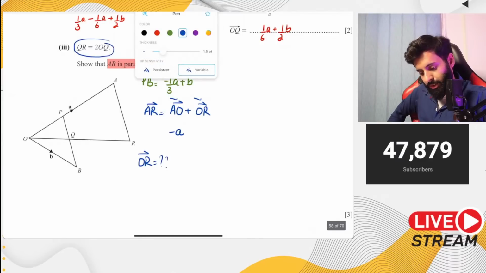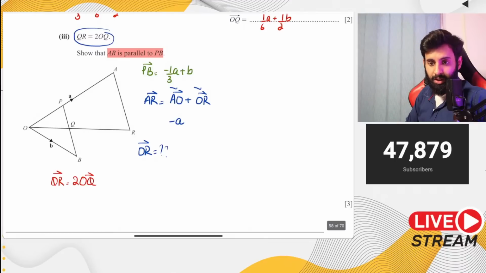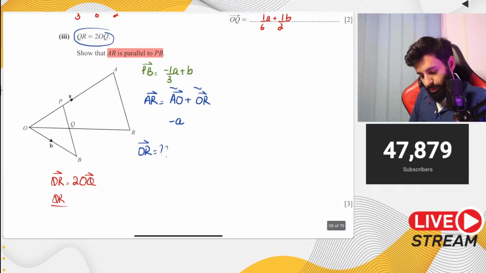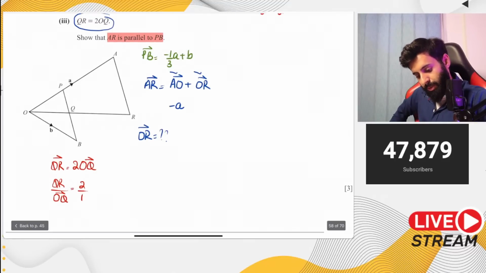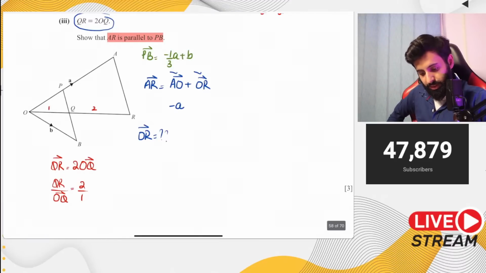So the question says QR is equal to twice of OQ. QR is equal to twice of OQ. Now, if we put this in ratio form, let's see if that helps. So QR upon OQ will now be in the ratio 2:1. That means if this is 2 parts, this is 1 part. If this is 2 parts, this is 1 part.